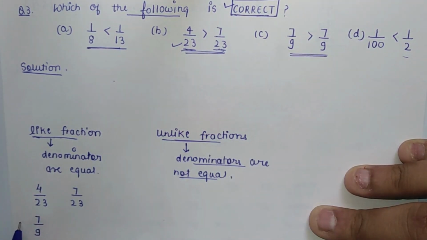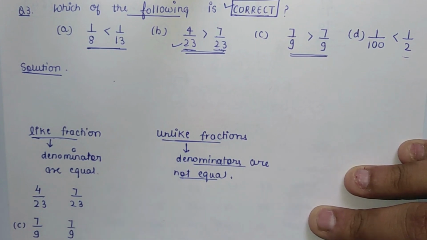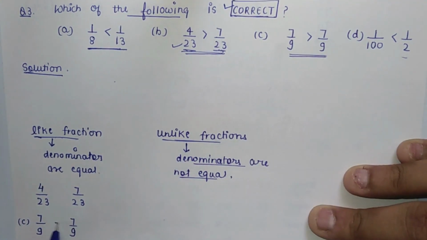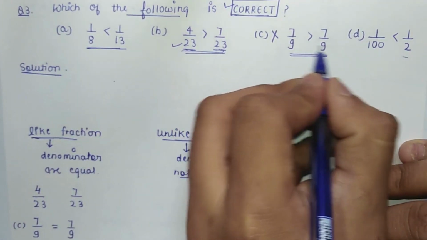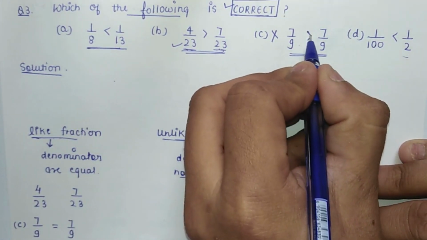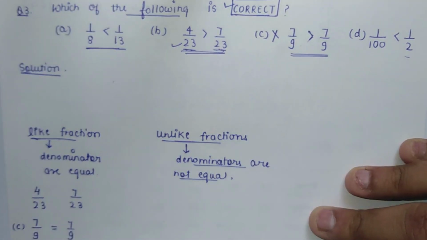Option C is a similar kind of comparison, 7 by 9 and 7 by 9, but these are actually equal. So this statement is obviously wrong, because these two are equal and a greater than symbol is given, so we can simply ignore this option.